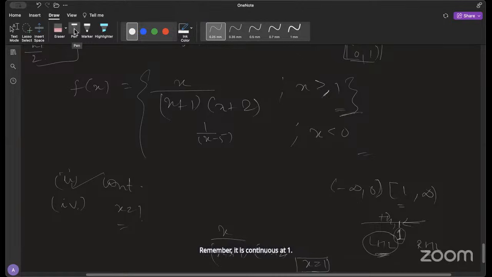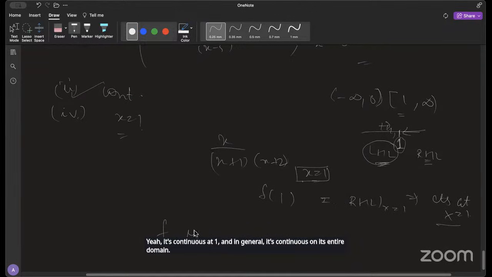That was the first question. Yeah, it's continuous at 1, and in general, it's continuous on its entire domain. F is continuous on its domain.